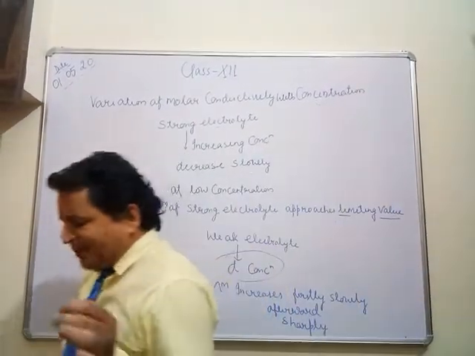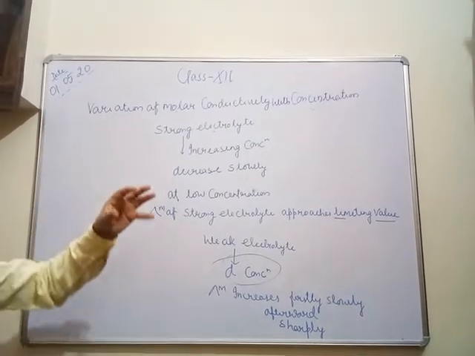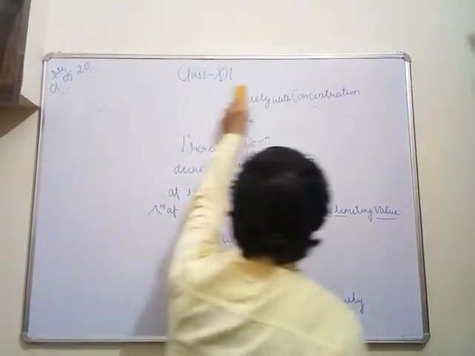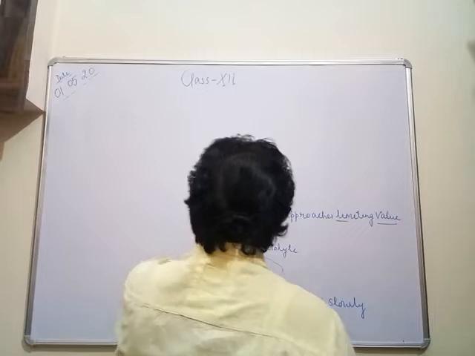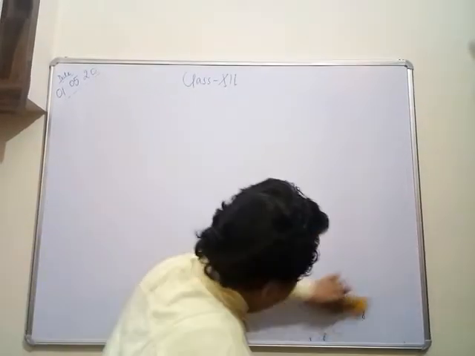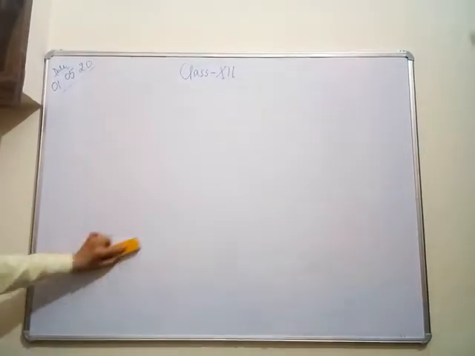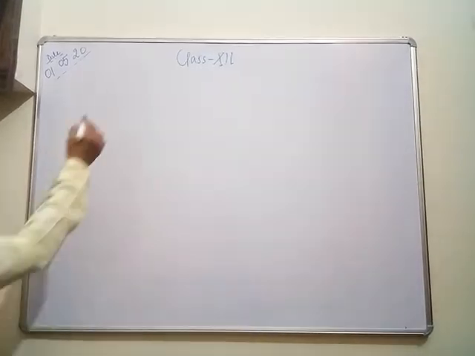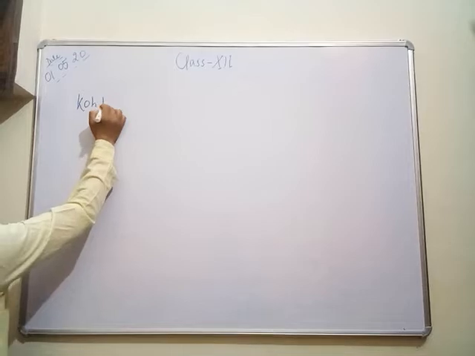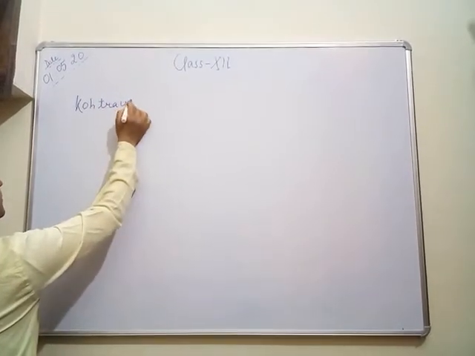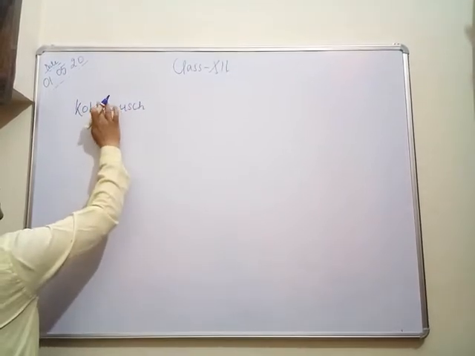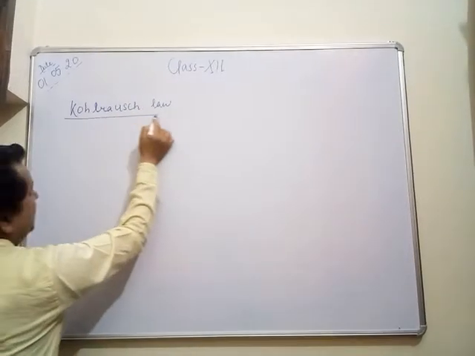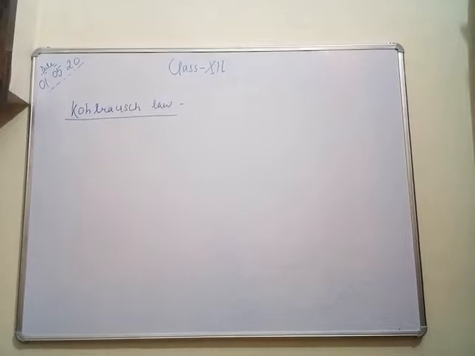Now as I have discussed strong electrolytes and weak electrolytes, there is a great scientist who has given a law to explain the molar conductivity of different electrolytic solutions. We have two kinds of electrolytes, strong electrolytes and weak electrolytes, right? How will we find out the molar conductivity of a weak electrolyte, as it cannot dissociate properly? The scientist Kohlrausch has given a law to explain the conductivity of any particular electrolyte. What has he said?